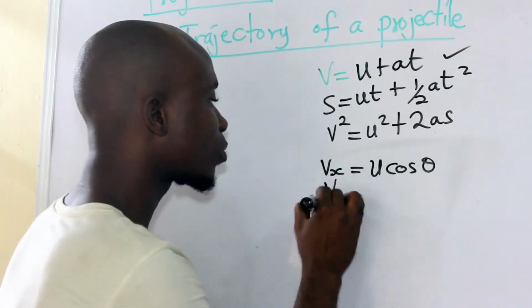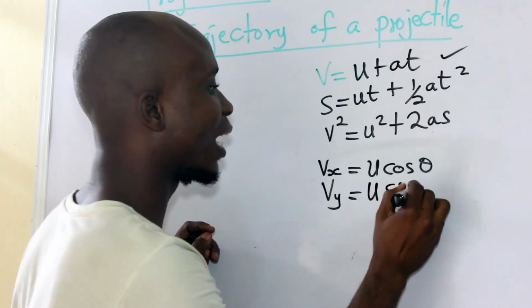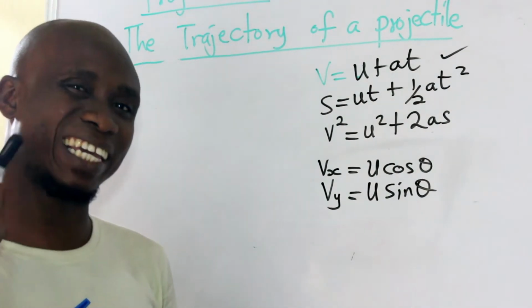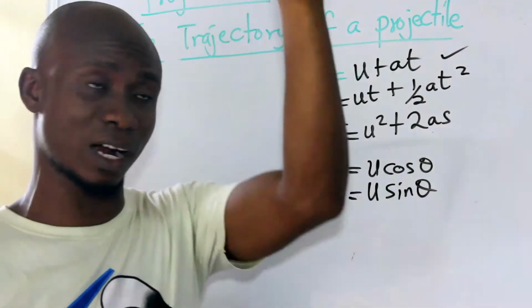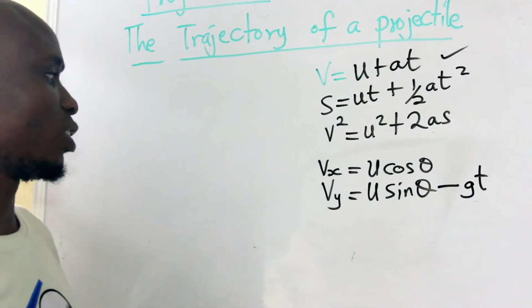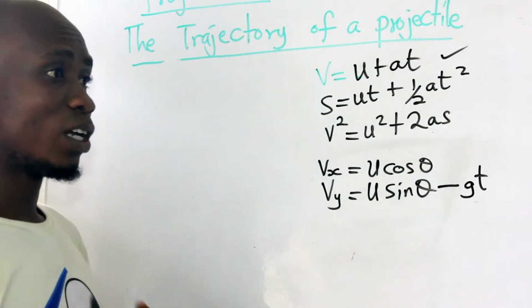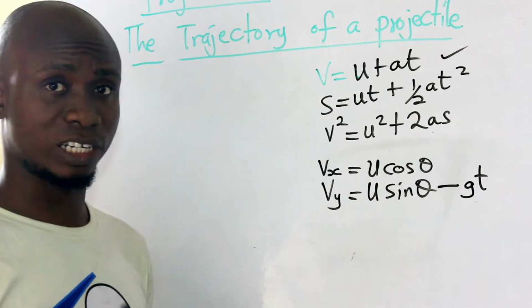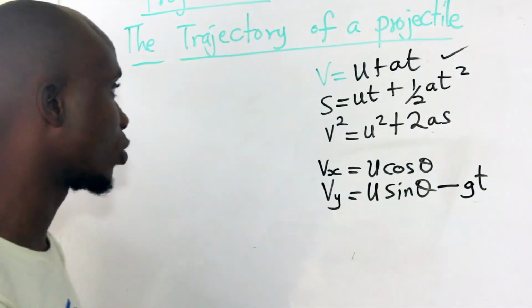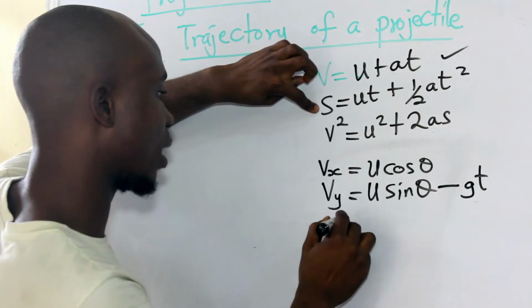Now, the vertical component of the velocity will be given by u sin theta. Because the motion of a projectile is usually against gravity, I'm going to use a negative sign, so minus gt. This is the vertical component of the velocity. Let's come to the second equation. Like I said, the motion of a projectile is in both the vertical direction and the horizontal direction. So I'm going to have, for the horizontal distance, x.